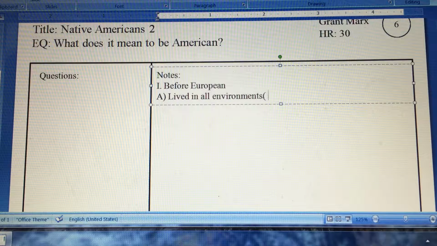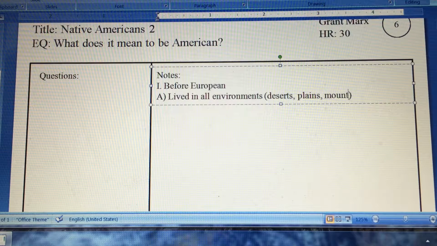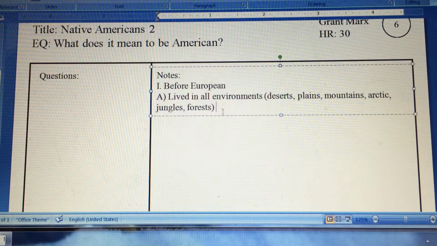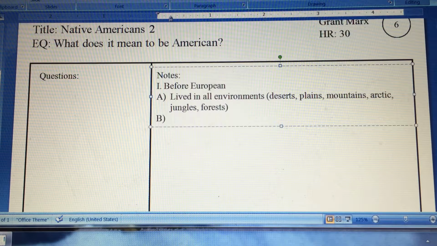So that's going to be lots of terrain: deserts, plains, mountains, Arctic, jungles, forests. So understand that Native Americans were very, very spread out. They lived just about everywhere on the continent.